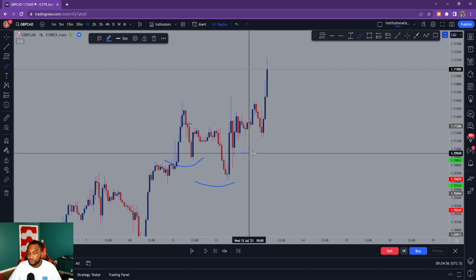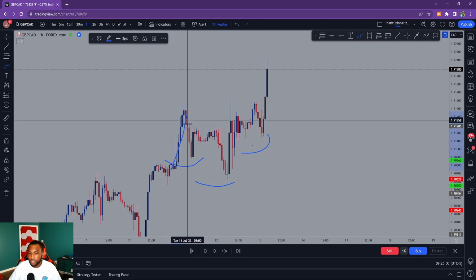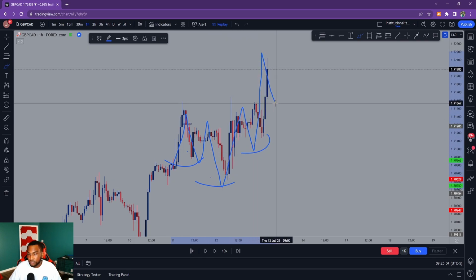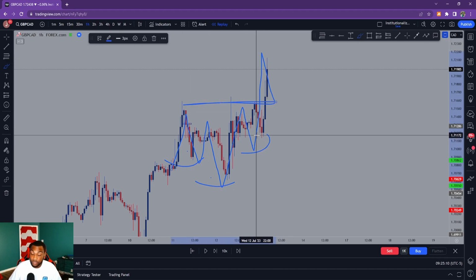Something else that I saw in that session that morning is an inverted head and shoulders, with the left shoulder being here, the head being here, and the right shoulder being here. And we know the psychology of the inverted head and shoulders is this right here, breaking the structure, coming back to retest the neckline. Not really the neckline, but coming back to retest the structure that it just broke. And that's the completion of the inverted head and shoulders.